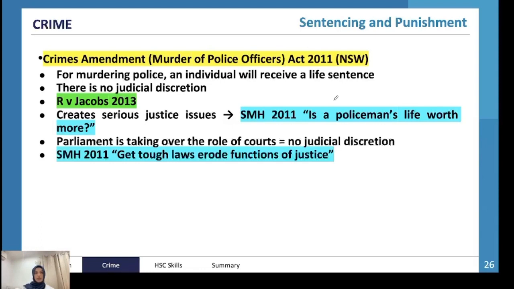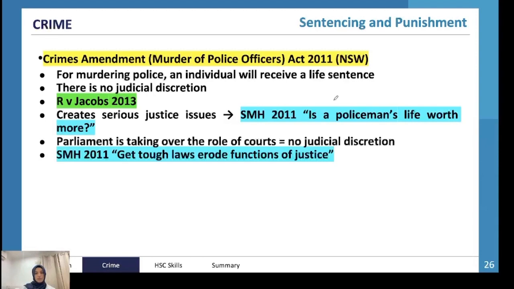A case that is present within this topic is R v Jacobs, 2013. It creates more serious justice issues. For example, the Sydney Morning Herald in 2011 released an article with the heading, "Is a policeman's life worth more?" If a normal individual that was not working within the police department, let's say they were a doctor or a nurse, or working in an office or a cafe, are their lives not as important as a police officer's? Because these people are still doing their jobs. They're still helping, I guess, the community run. And so that was a huge discussion that came about when this initial legislation was released.